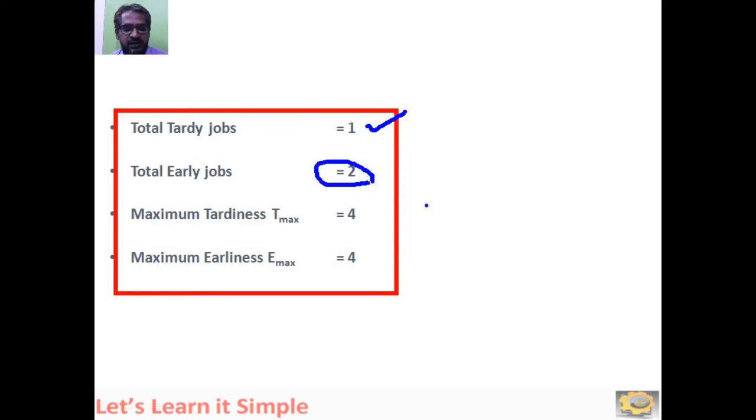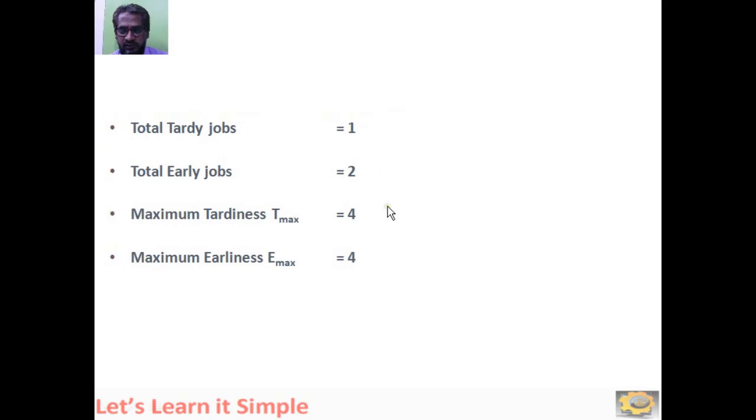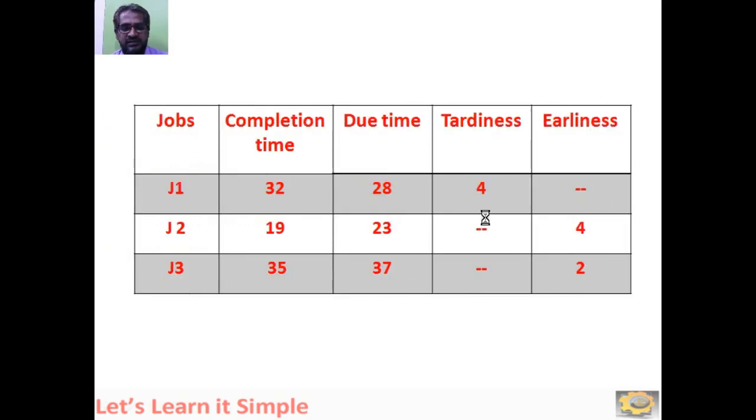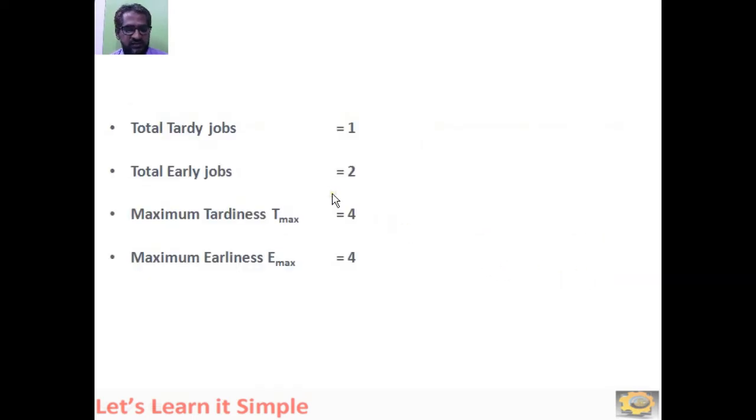Now maximum tardiness. Let us go back to the previous slide. We have only one tardy job. Therefore the maximum tardiness is 4. Similarly, in case of earliness, we have 4 and 2. Therefore maximum earliness is 4. So that's what is presented here.